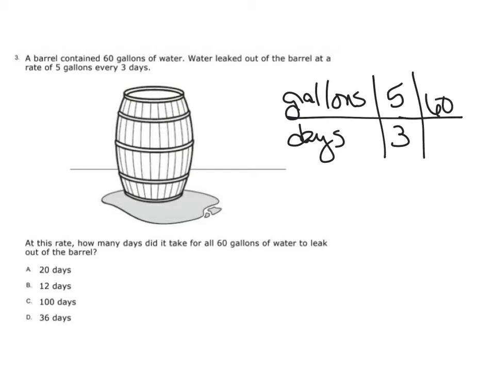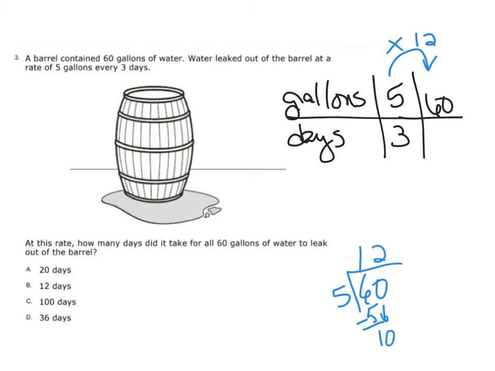So in order for me to figure out what this is, I need to find a scale factor. And the scale factor here is 5 times something gives you 60. So 5 times 12 will give me 60. If you don't know that, then you would need to divide it. 5 into 6 is 1 time. Minus 5, bring down the 0. 5 into 10 is 2 times. So that means your scale factor is 12.